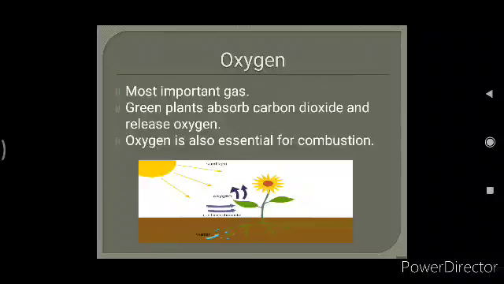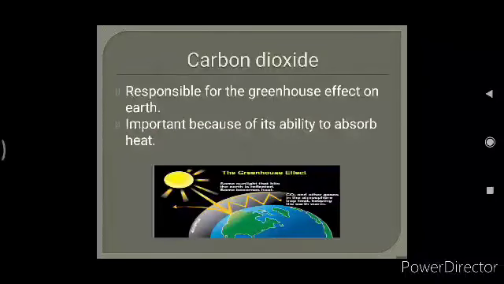Clear? So we are done with nitrogen, we are done with oxygen. Now we will see another important gas, which is carbon dioxide. Why is carbon dioxide important? Anybody? Carbon dioxide is important because of its ability to absorb heat. It absorbs the heat. It is also responsible for the greenhouse effect on Earth.